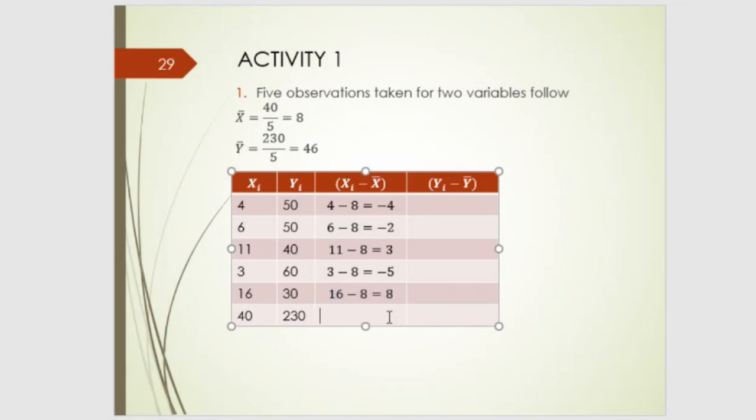Okay. Then we add the values that we have: negative 4 minus 2 plus 3 minus 5 plus 8. How? I got 0. Is it possible? I wonder if you got that.